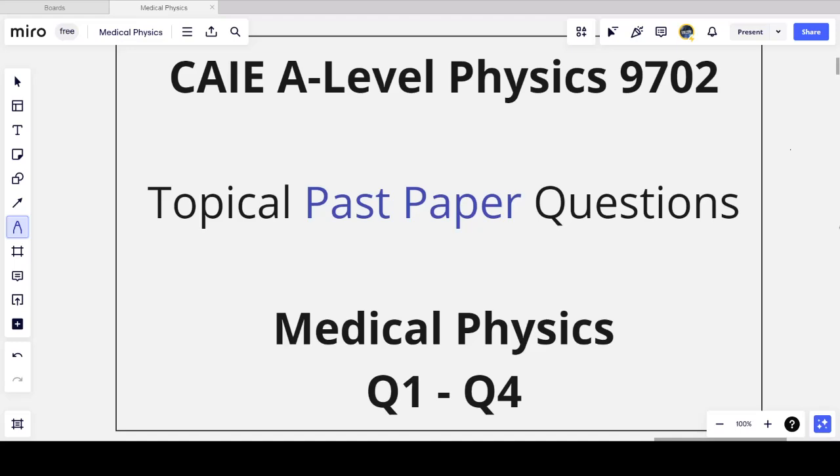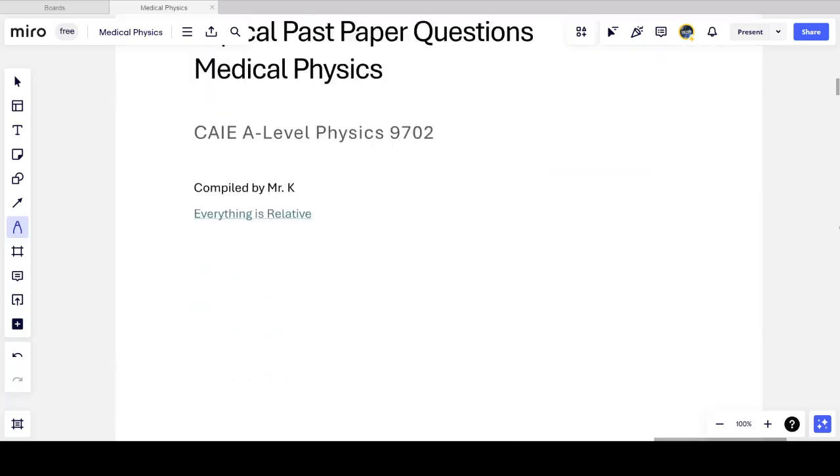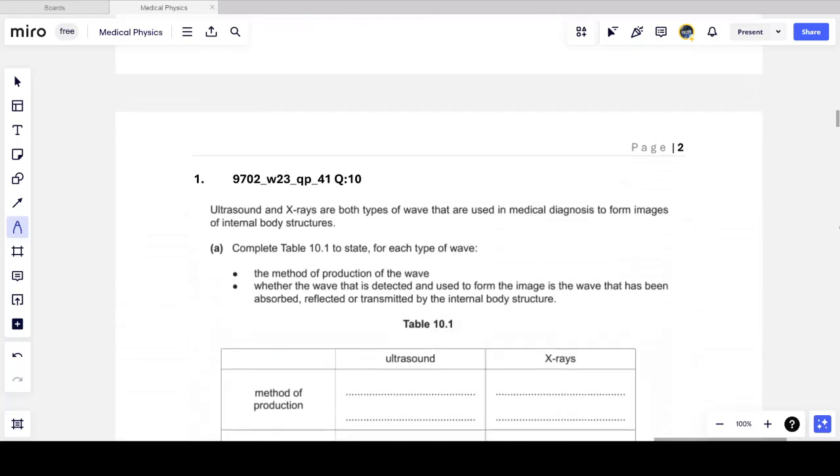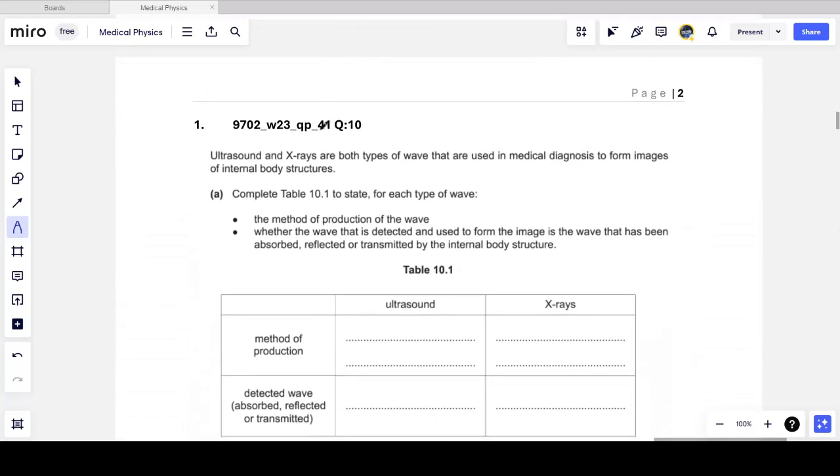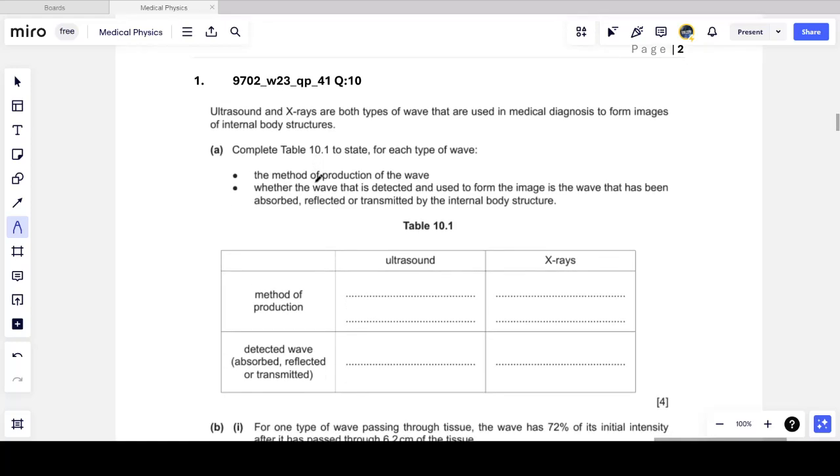So it's something that you have to be prepared for. The first question I've put together comes from, again, the subject code 9702. It comes from the winter 2023 exam, winter being October, November, question paper 4, variant 1, and it's question number 10 from that paper. We're told that ultrasound and X-rays are both types of wave that are used in medical diagnosis to form images of internal body structures. We're told to complete table 10.1 for each type of wave.